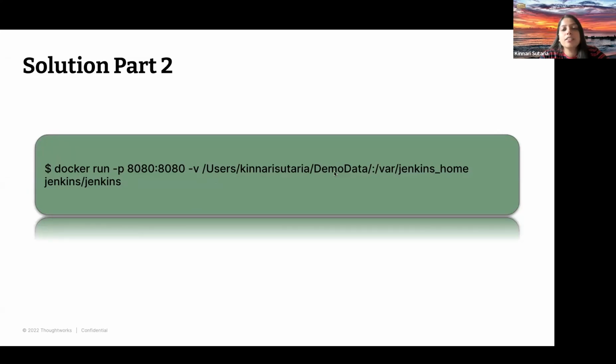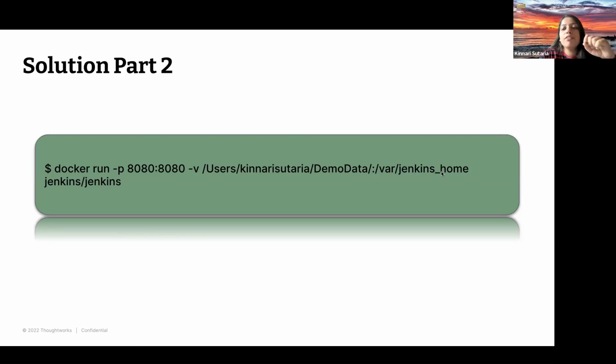Say /Users/Kinnari Sutaria/demo data. I'm mapping this folder with /var/jenkins_home. So there are different folders. Okay, in Ubuntu we had the /tmp folder. You can use different folders as well. You can create some directory over there and then mount it over here.